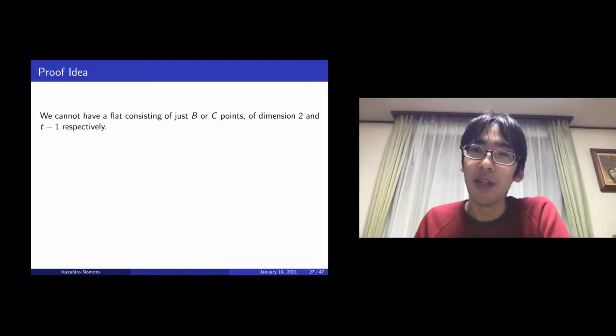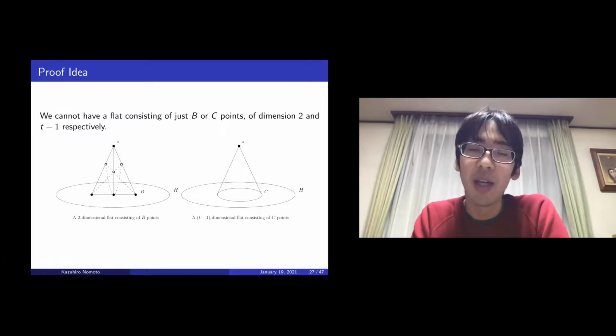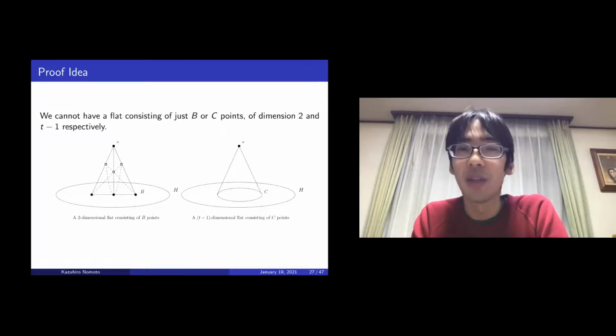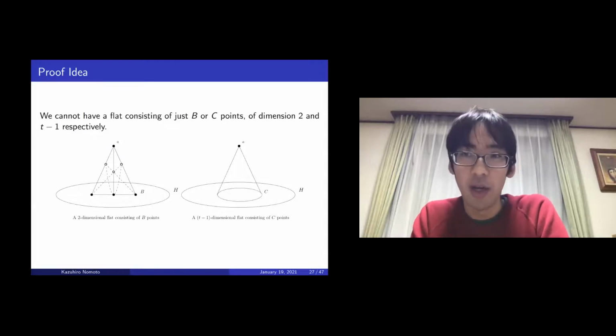The nice thing about this is that you can't have a large projected geometry consisting of just the B points, and you can't have a large projected geometry consisting of just the C points. In fact, in the case of the B points, a two-dimensional subgeometry would suffice to get a contradiction. And the reason is as follows. So if you had a two-dimensional, or just a triangle, consisting of just the B points, then that's your left-hand side picture, and you already get a triangle lying in the hyperplane H. So that is a contradiction.